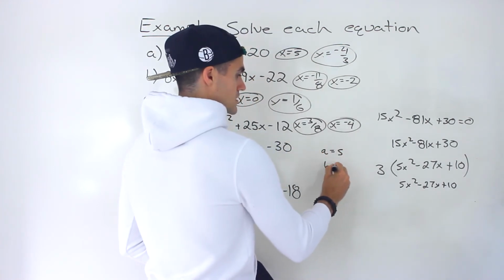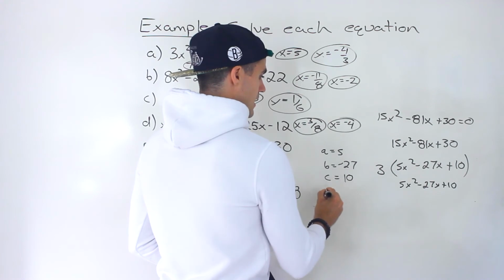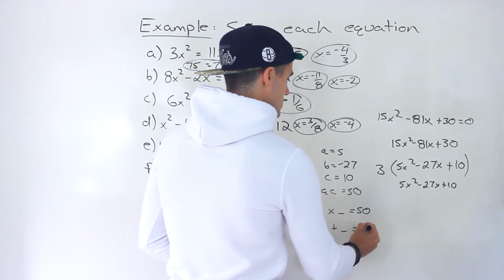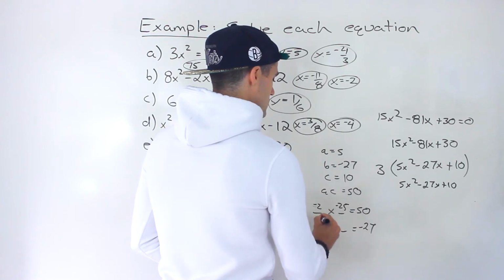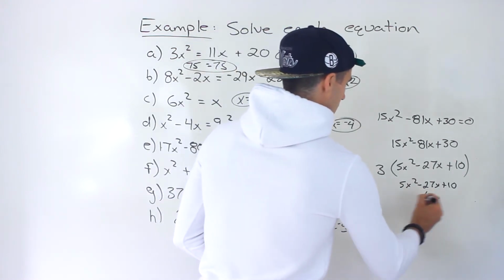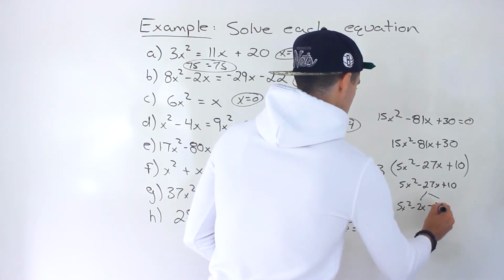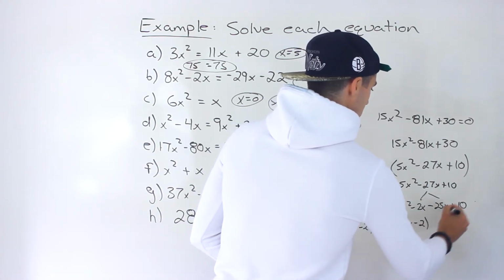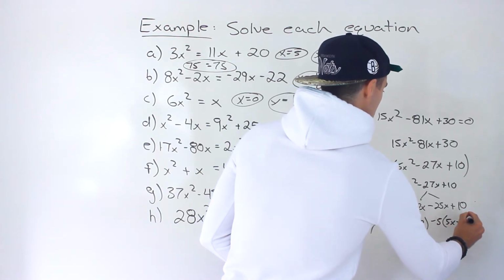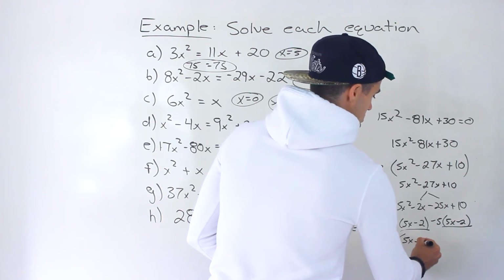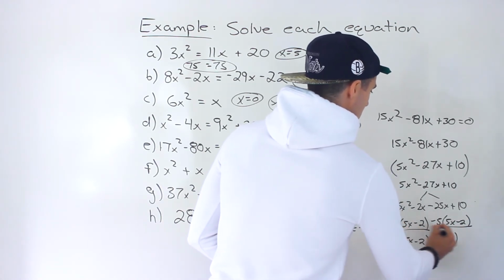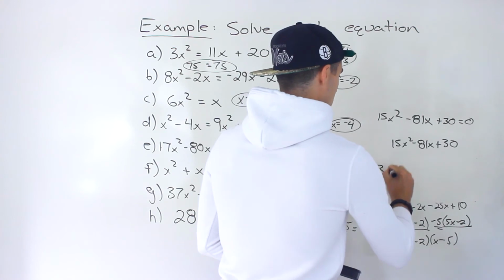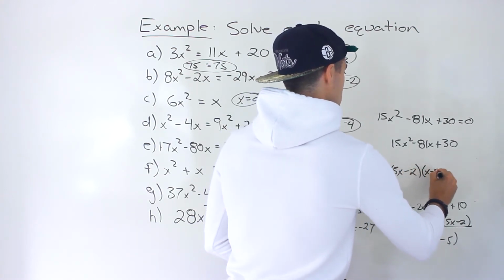So the a value is 5, the b value is negative 27, the c value is 10, the ac value is 50. So two numbers that multiply to 50 and add up to negative 27: negative 2, negative 25, like that. So we'd have 5x squared minus 2x minus 25x plus 10. So here we could take out an x, and then from here we could take out a minus 5. So we'd have 5x minus 2, like that. Then notice that we could take out a 5x minus 2, and we're left with an x minus 5. So this bracket factors into those two brackets right there. So we'd have a 5x minus 2, and we'd have an x minus 5, like that.